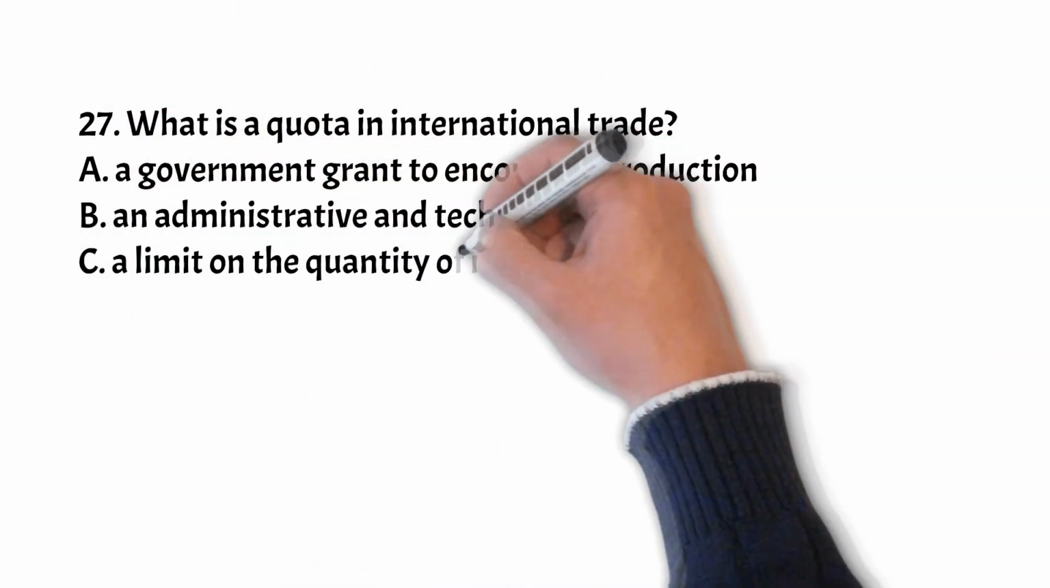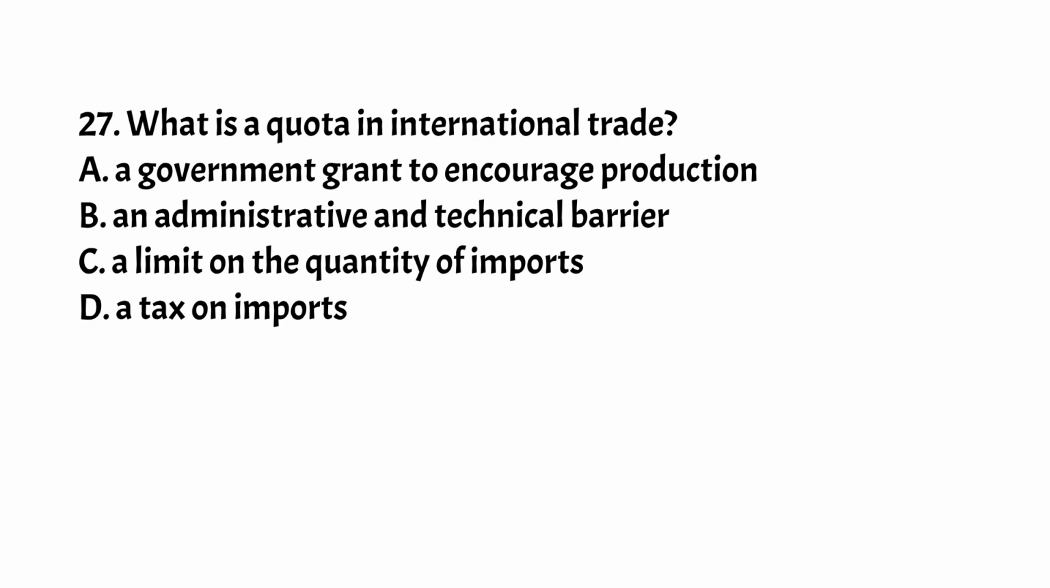Question 27. What is a quota in international trade? A. A government grant to encourage production. B. An administrative and technical barrier. C. A limit on the quantity of imports. D. A tax on imports. This is a straight-up definition problem. The answer is C. A limit on the quantity of imports.